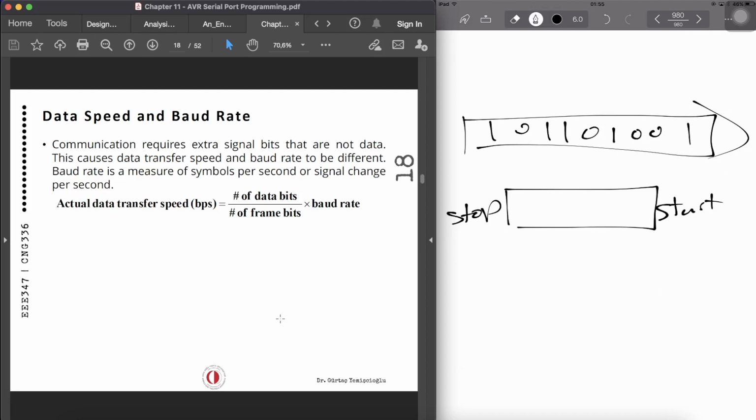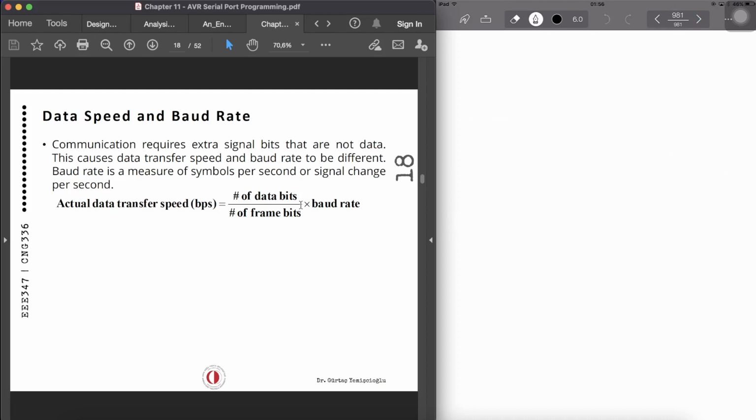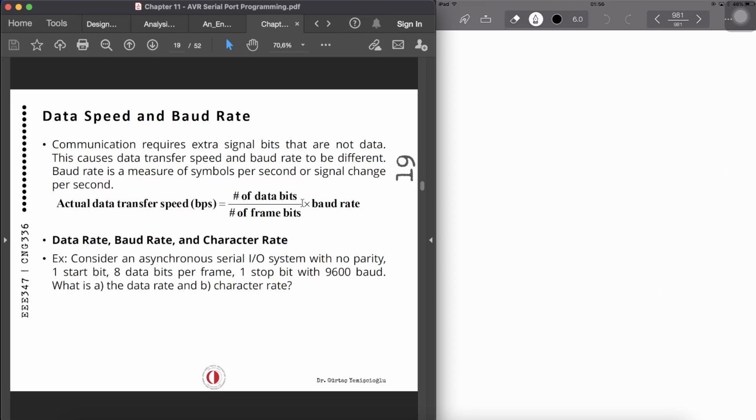So how do we do the calculation? For the actual transfer rate, which is bits per second, we have to know the number of data bits, and the number of frame bits, and multiply that by the baud rate. The baud rates are generally given, because each microcontroller, communication line, or medium has its baud rate. So we can use the given rate and do the calculations. Let's see an example.